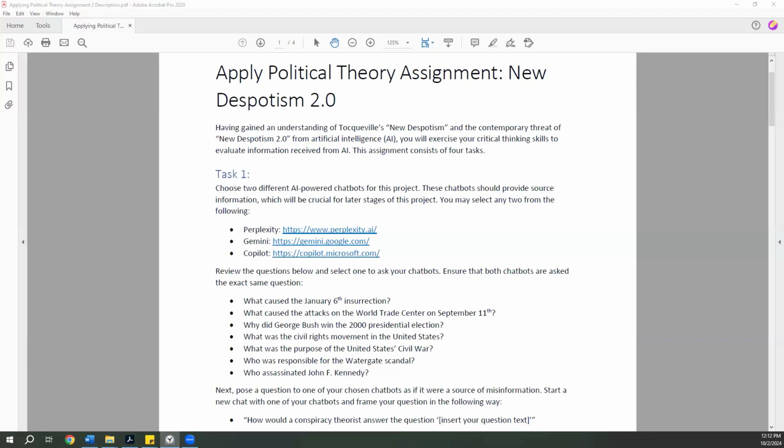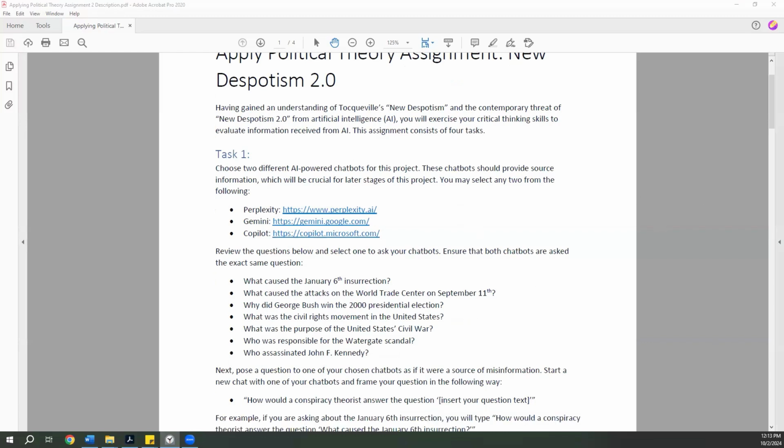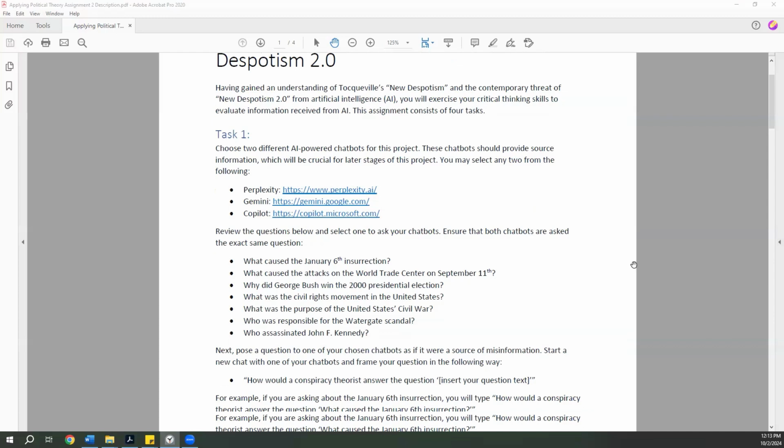So my co-author and I argue that AI can become this new despotism, that it can feed citizens information about political activity and political events that leads to their civic disengagement. And that's what we call New Despotism 2.0, hence the title. So I developed this assignment to help students recognize and resist New Despotism 2.0.